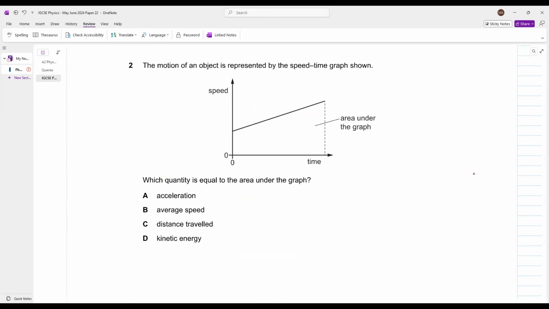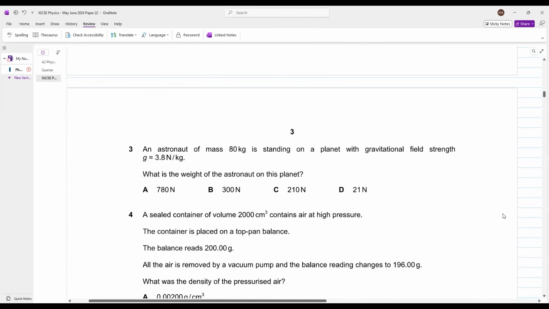The motion of an object is represented by the speed time graph shown. Which quantity is equal to the area under the graph? Always remember, area under the speed time graph is distance traveled. C is your answer.